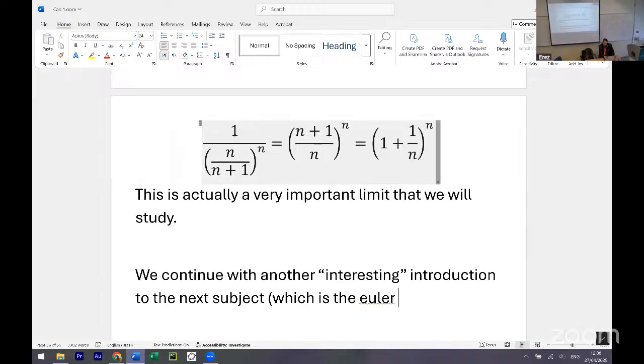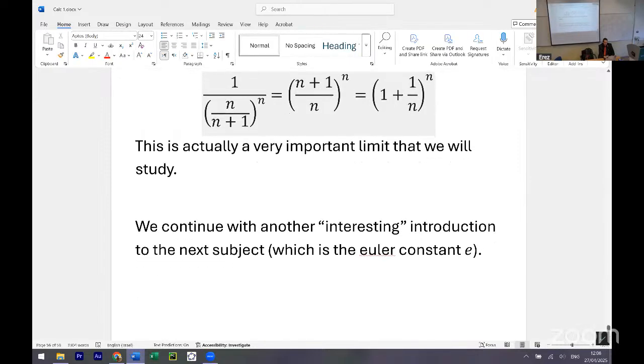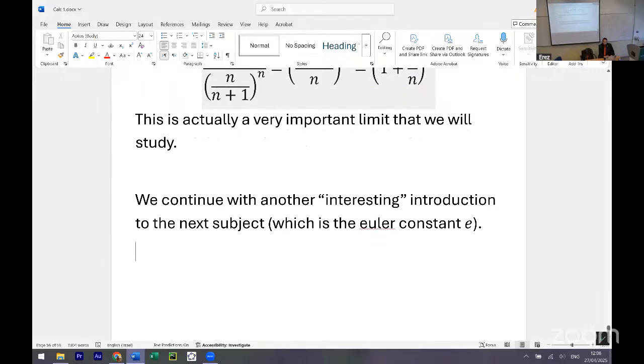I think it's correct. Yeah, right, because I need to write a capital E. Euler constant e. And again, whether it's interesting or not, that's for you to decide. I very much like it.